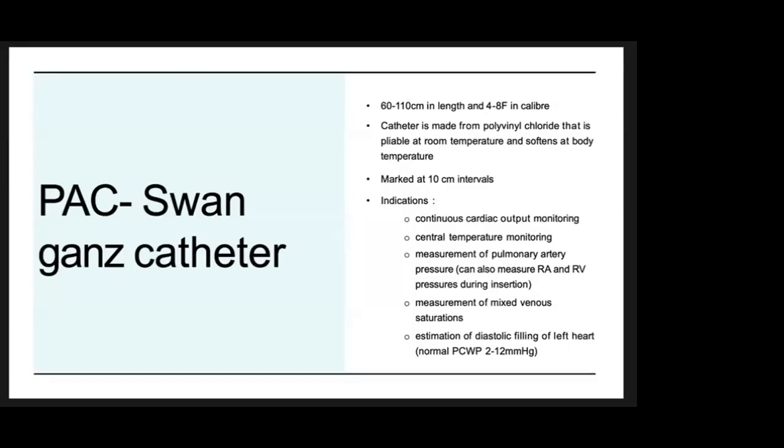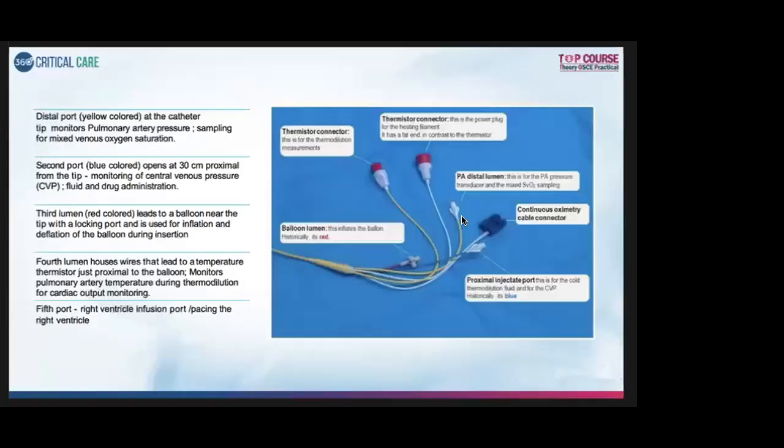Okay. The main indication to use a pulmonary artery catheter is that it is the gold standard for measuring the cardiac output. We can also use it for central temperature monitoring, pulmonary artery pressure, right side of the heart pressure, and the measurement of mixed venous saturation.